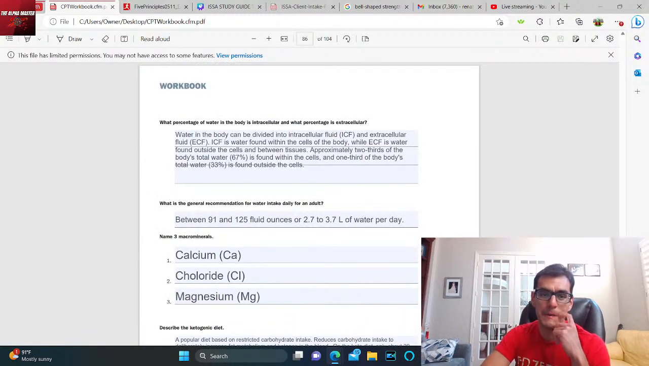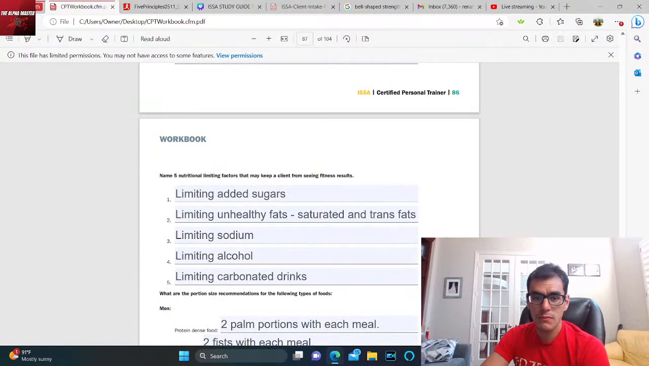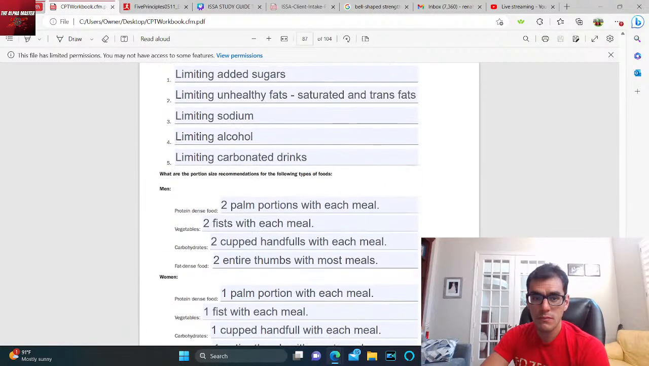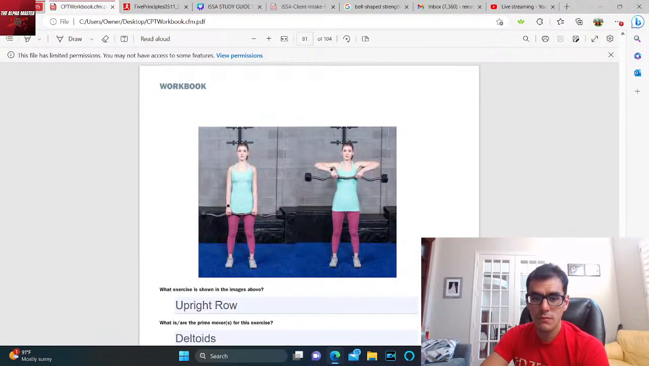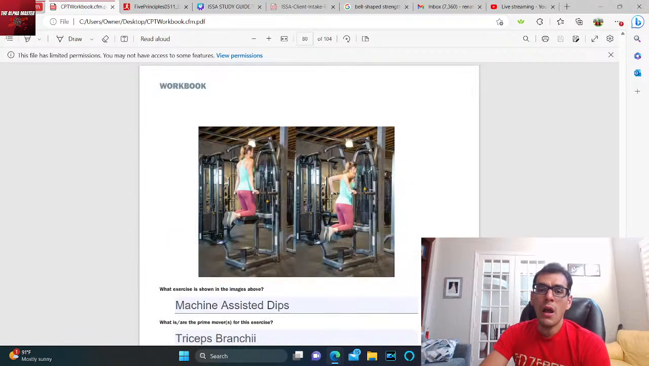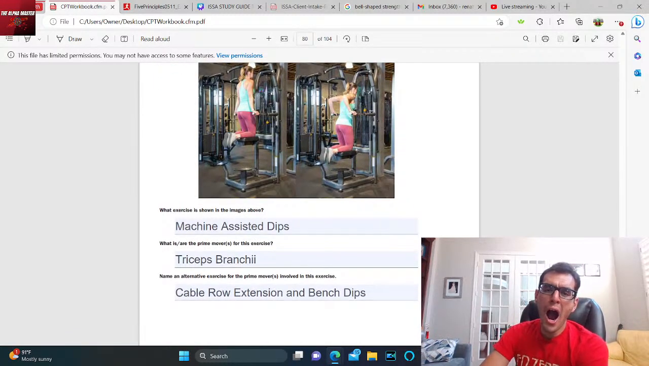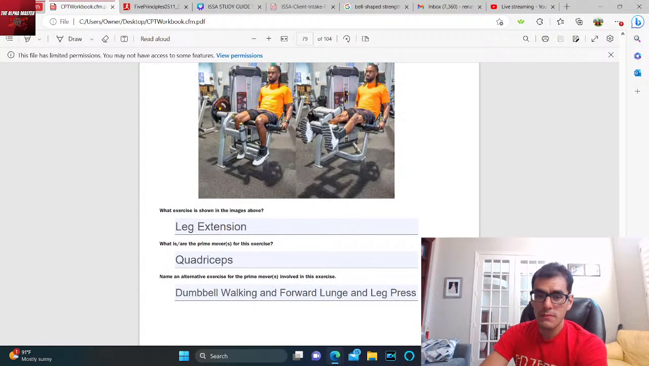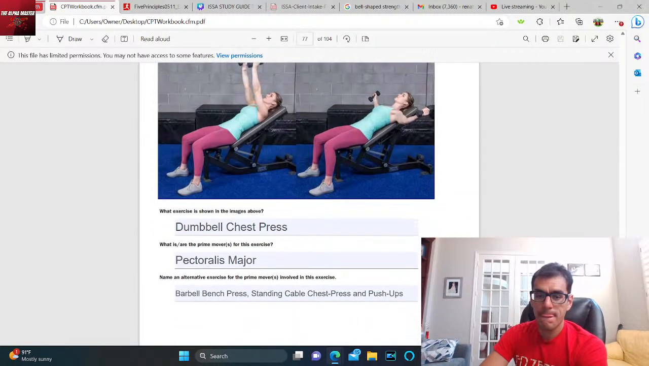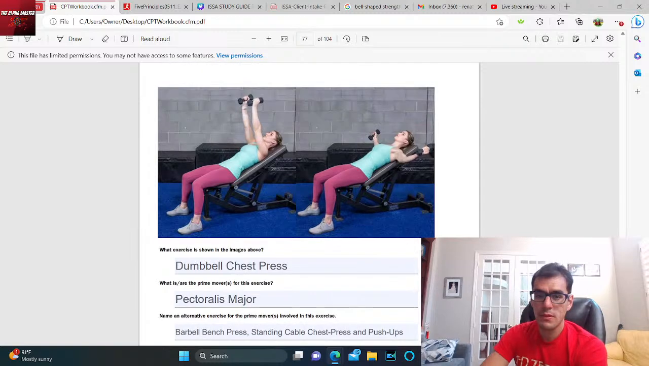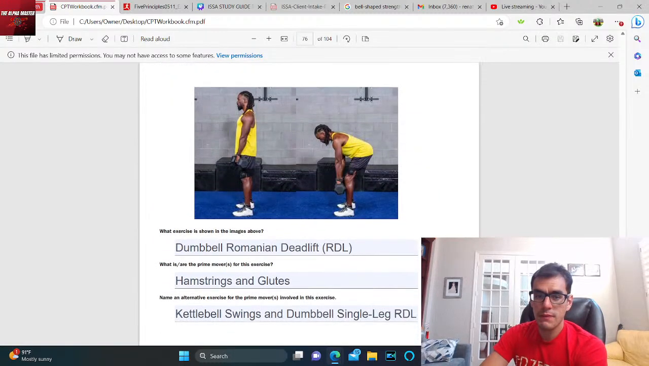The 9 essential amino acids. Lateral pulldown works the latissimus dorsi, teres major. Remain deadly, the hamstrings and glutes.